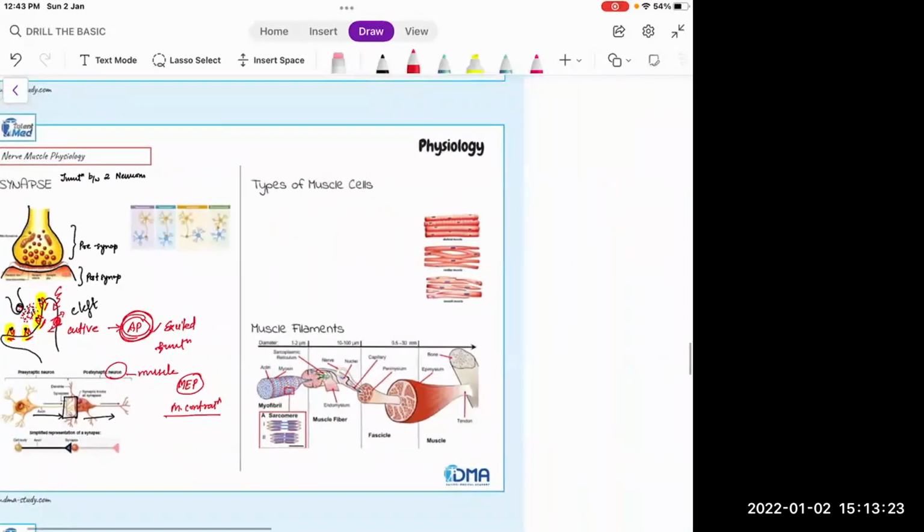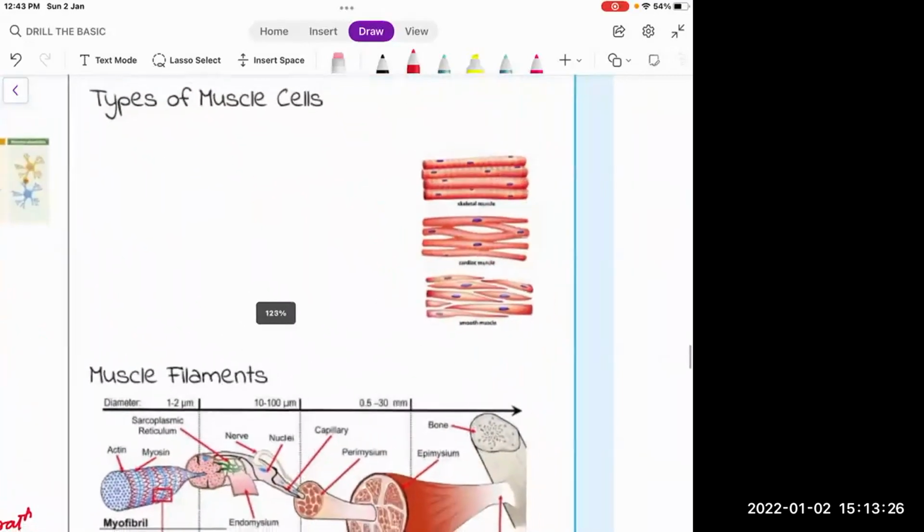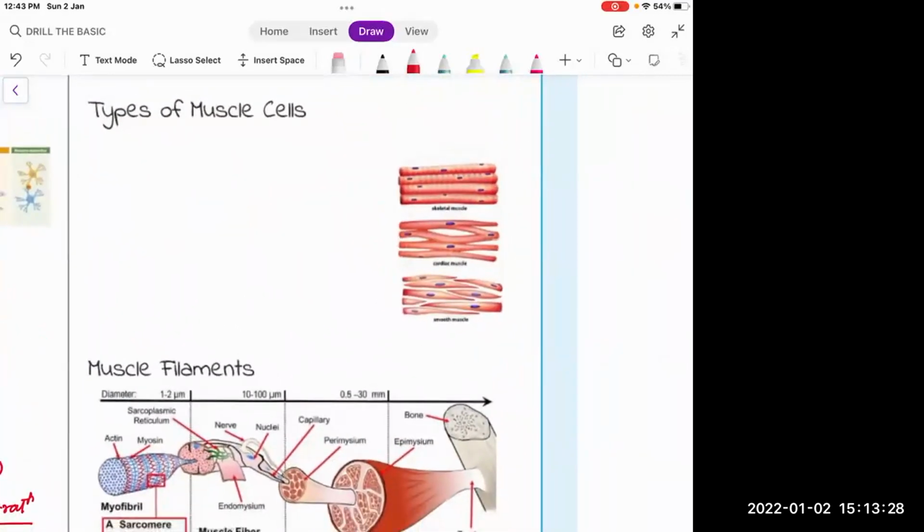Now moving on to the muscles. We have different types of muscles, classified based upon the striations: skeletal muscles, cardiac muscles, and smooth muscles. The skeletal muscle and the cardiac muscle are both striated muscles, whereas smooth muscle is non-striated.